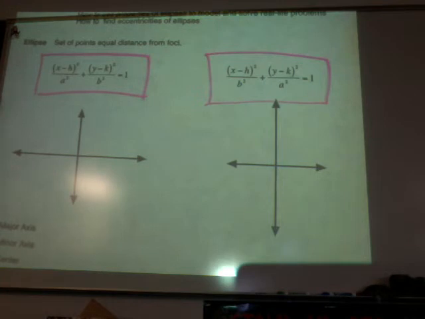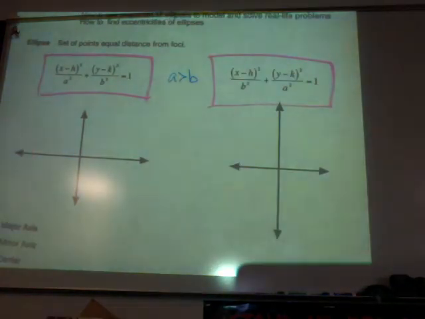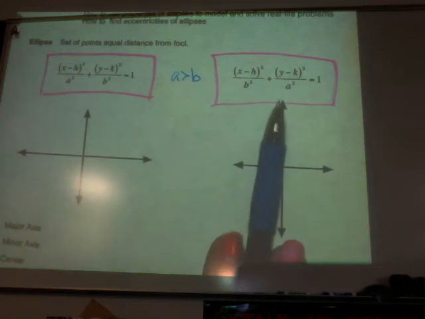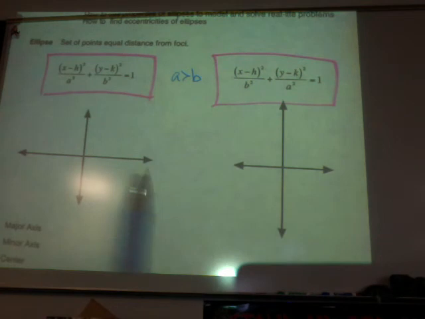So for this one, notice that A is really important. First of all, A should always be greater than B. So A is your bigger number out of the two. For both of those, A is always greater than B. So the fact that A is underneath the x squared is important. A over here is underneath the y squared. So if A here is underneath the x squared, doesn't x go in this direction?